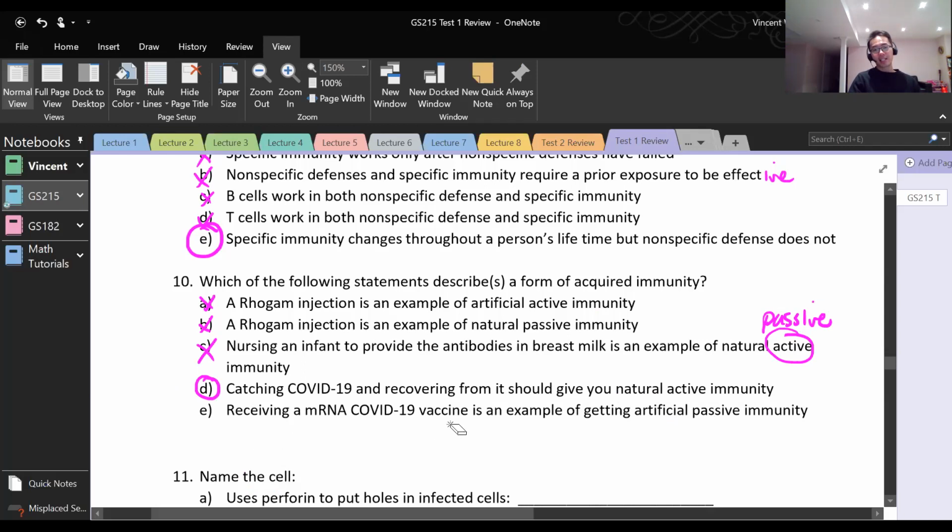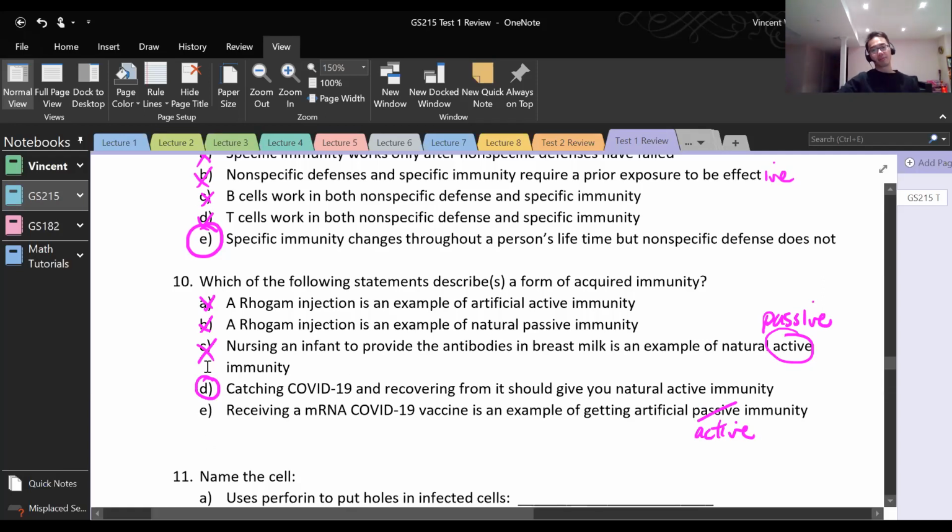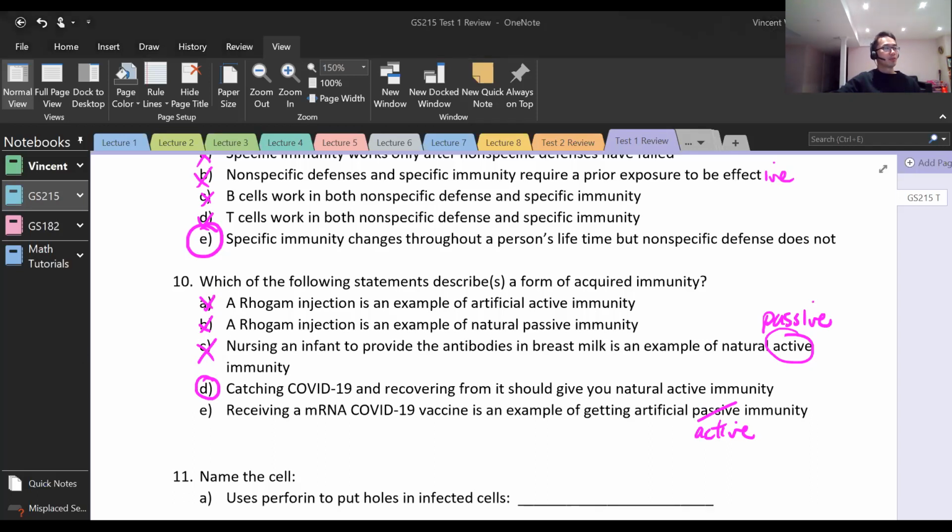Receiving the vaccine would be an example of artificial active immunity, okay? Receiving the vaccine causes your immune system to make its own antibody and its own memory cells. That's why it's active. It's different than receiving a serum. A serum contains the antibodies, which would be an example of passive. Okay, so this was explained in quite a bit of detail, both in the lecture as well as the tutorial for week 3. So be sure to check it out if you need a refresher. Questions?